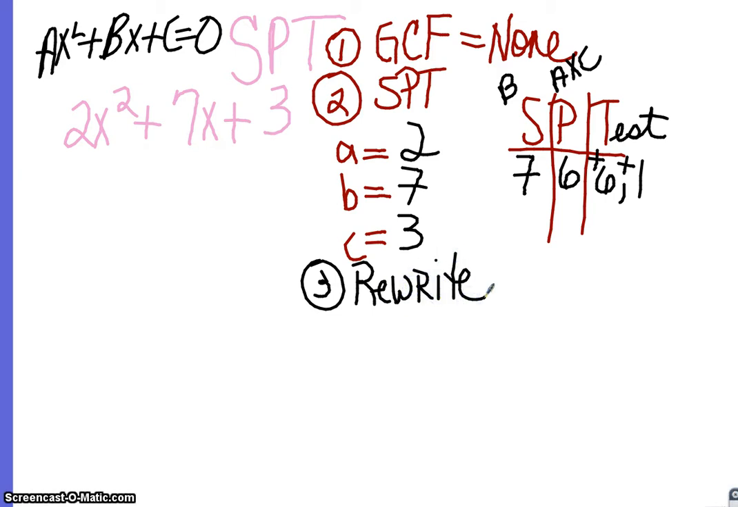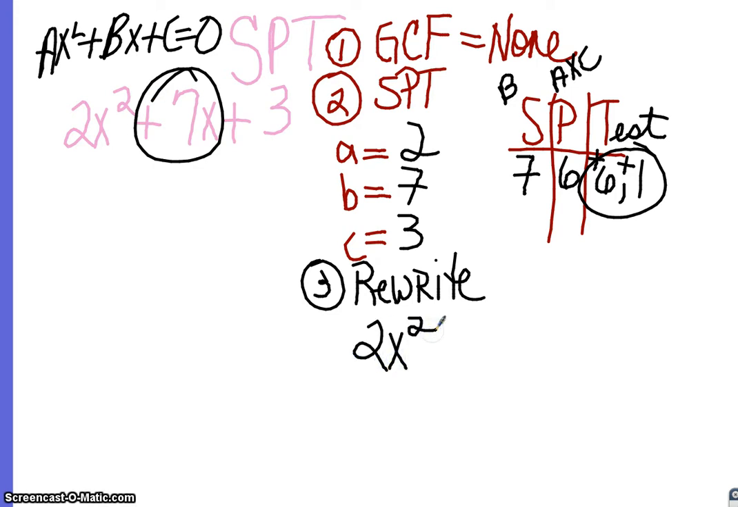So when I rewrite it, I'm substituting this 6 and the 1 for my middle term over here, which is the 7 and the x. So when I rewrite it, I'm going to have 2x squared. Instead of plus 7x, I'm going to write plus 6x plus 1x. And then I'm going to add my ending, which is a plus 3. So that's my step 3.